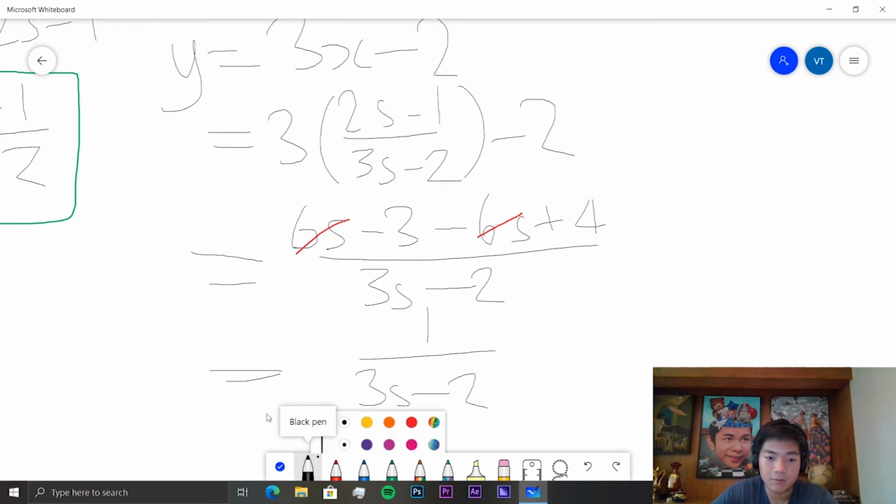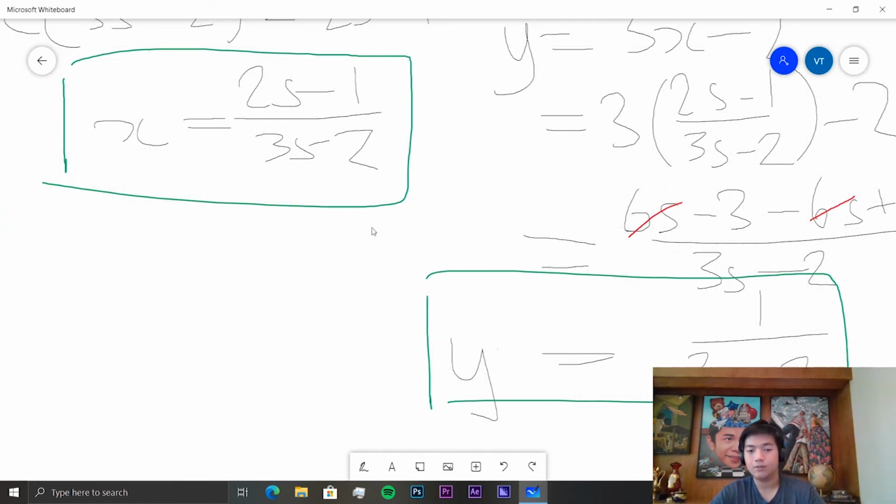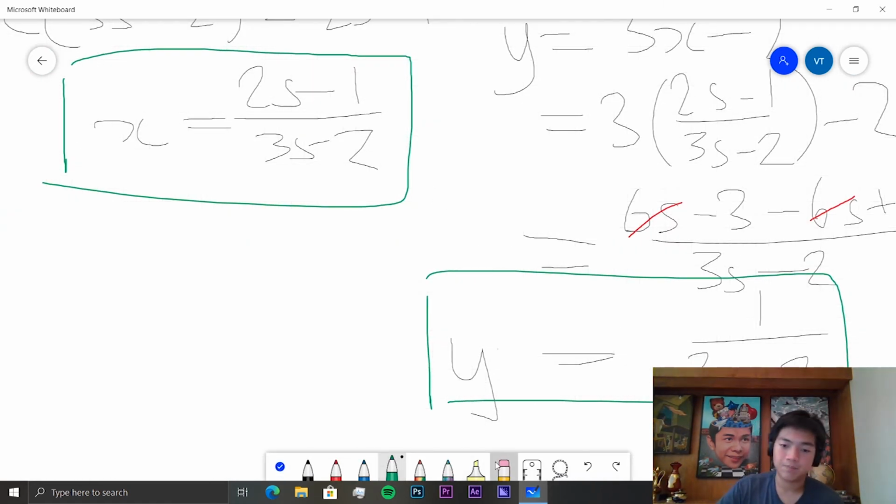So y will be equal to 1 over 3s minus 2, and x will be equal to 2s minus 1 over 3s minus 2. So those are our solutions.